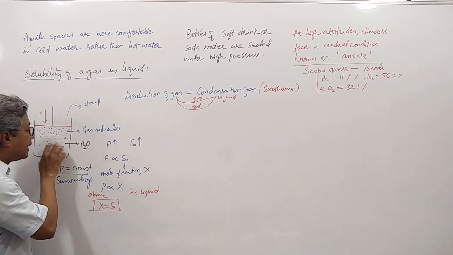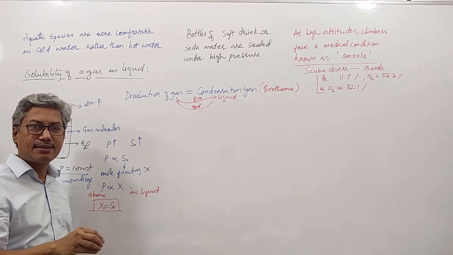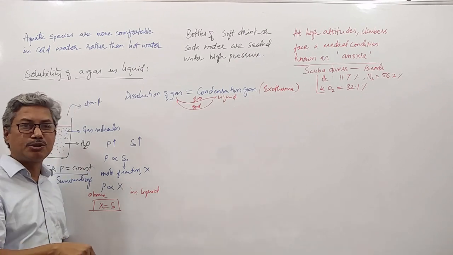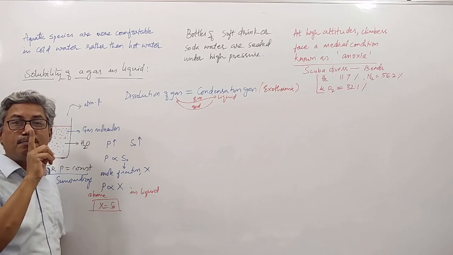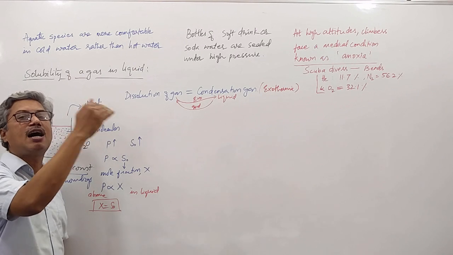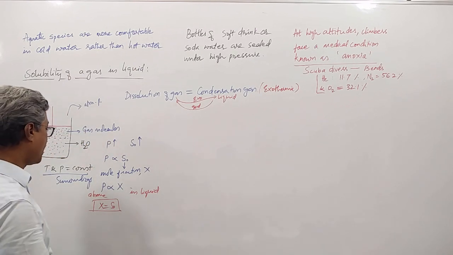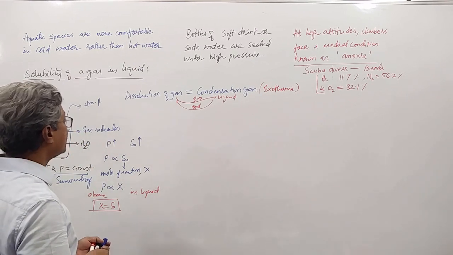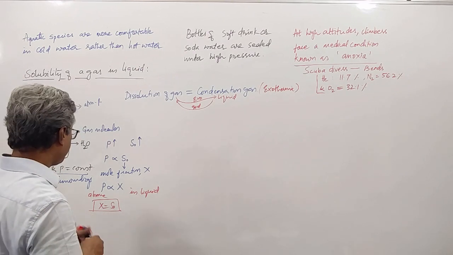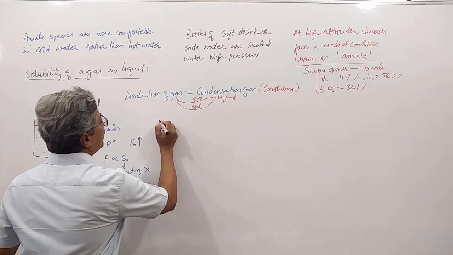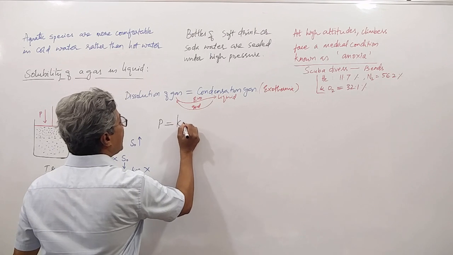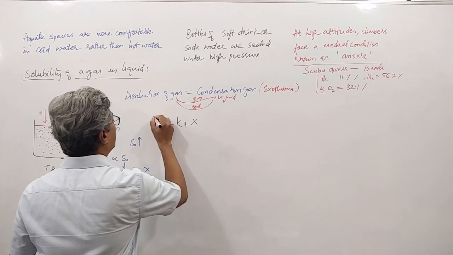That means in the mixture of gases, the solubility of the gas, or mole fraction of the gas in the solution, is proportional to what? Partial pressure of the gas above the liquid. Is it clear, students? Now, here, this can be written as pressure is equal to kH into mole fraction.